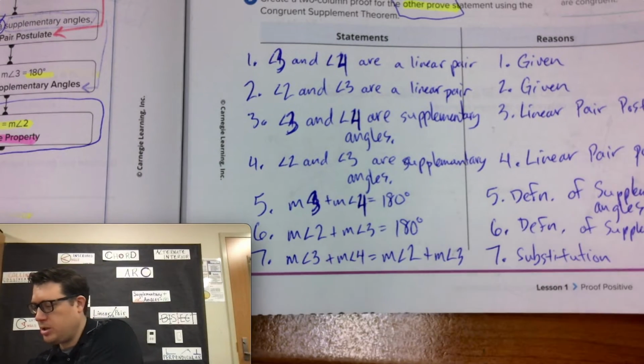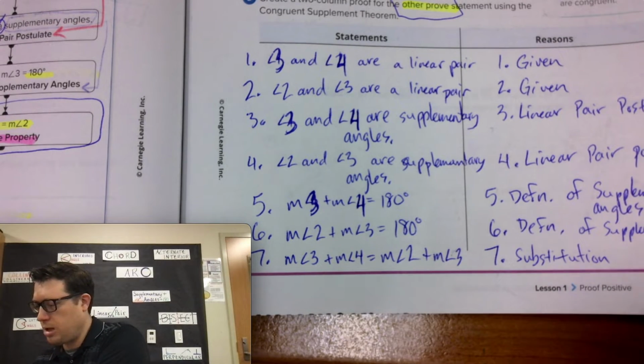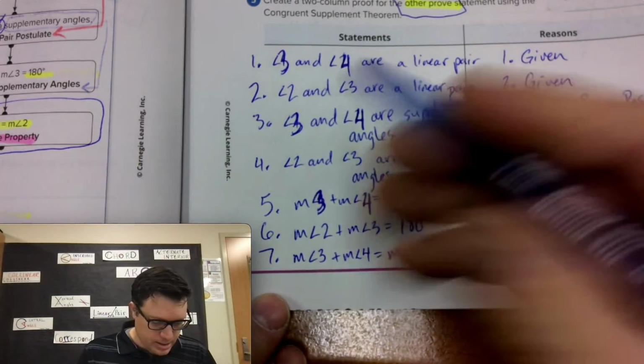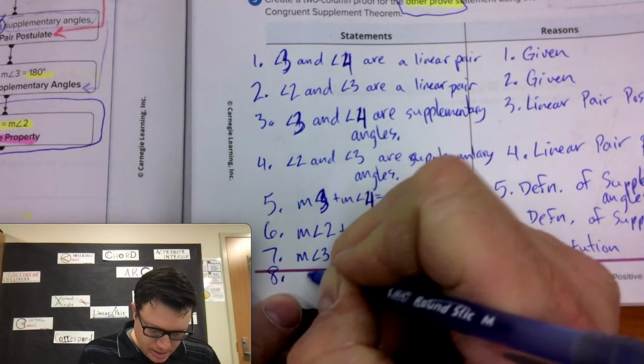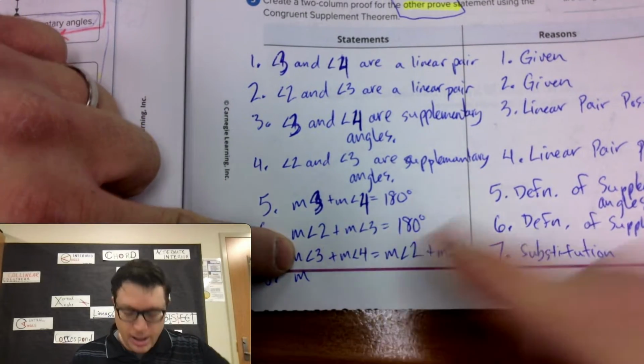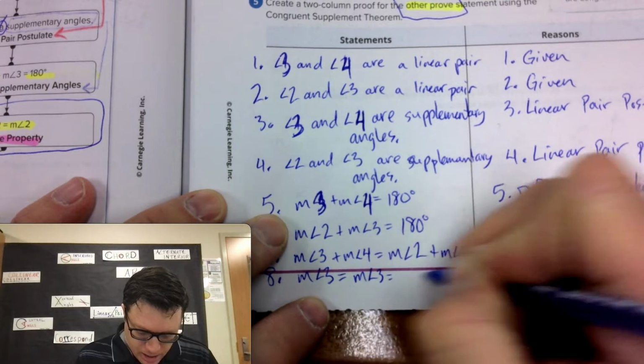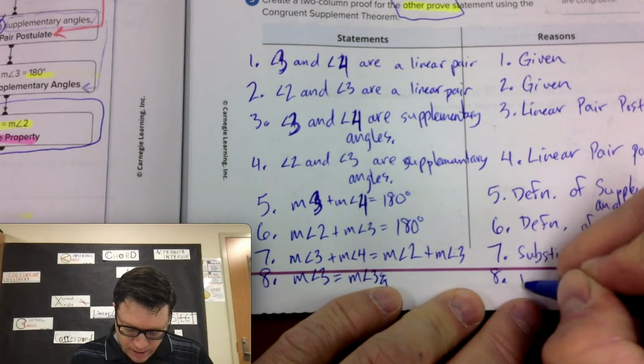What's on the back of this page? They just dropped the proof? But they really did. Okay. Step 8: 3 is in 2 spots, so the measure of angle 3 equals the measure of angle 3. That's reflexive.